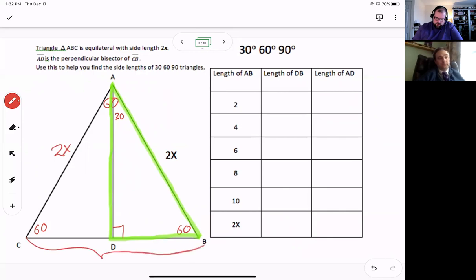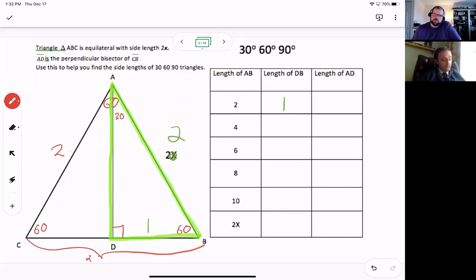And this whole thing is 2x also. Right. Cool. So if AB is 2, which is what it says at the beginning, so not 2x, but just 2, DB, I bet that's 1. And that's because if the whole thing is 2, if we cut it in half, we get 1. Yes. So I'm going to put a 1 there.